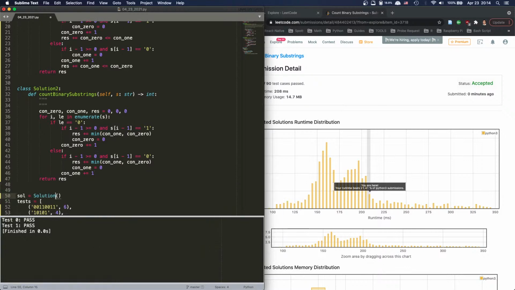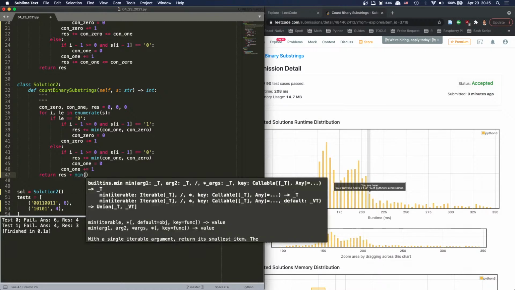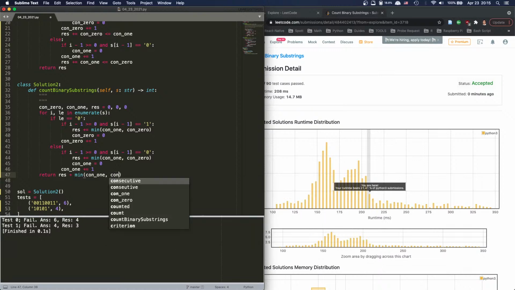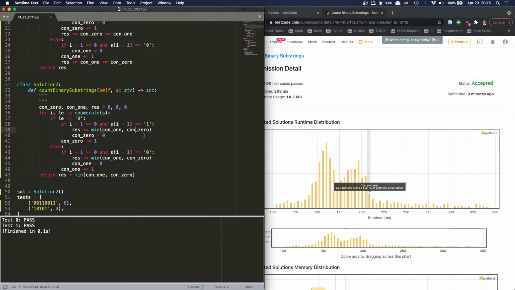Let's see, solution 2. Oh, that is not correct. Hold on, we're just missing a little bit. We seem to have to do this at the end as well. So I have to do one more at the end, just plus min of consecutive 1 and consecutive 0. There we go. But this one, we have to check every single time. If it's not, we keep going.